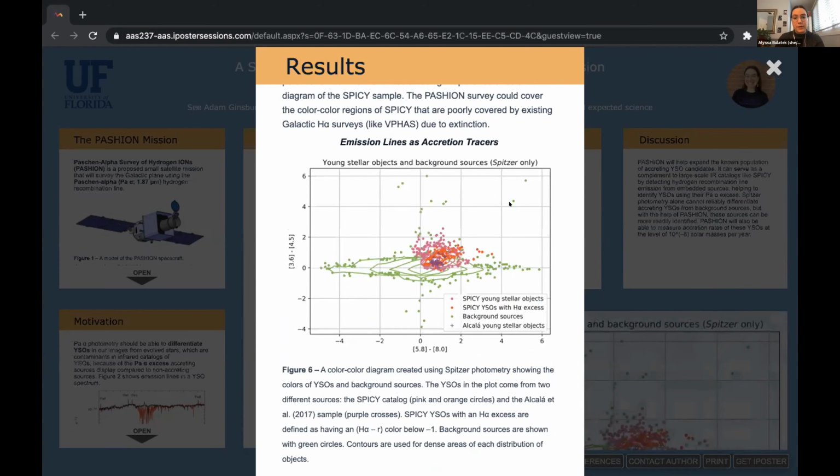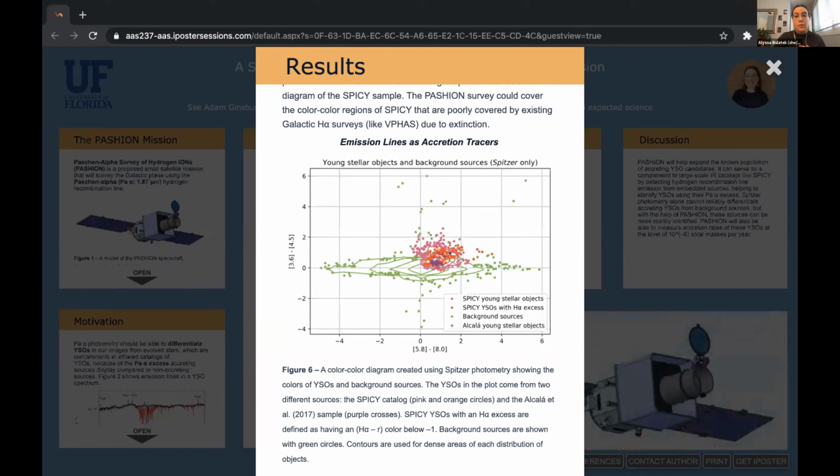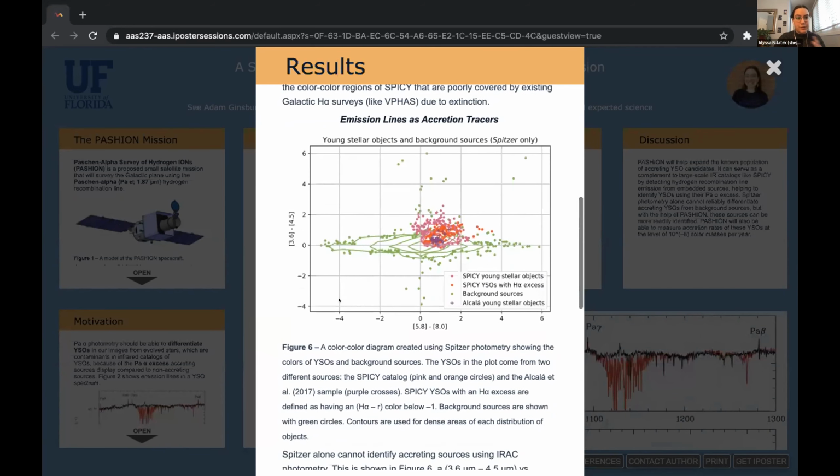Here's another Spitzer color diagram, which demonstrates why Spitzer alone is not able to identify young stellar objects, shown in pink, and in particular, accreting young stellar objects, clearly accreting YSOs, in orange and also in purple, from background sources, which we show in green. So this is just using Spitzer data.